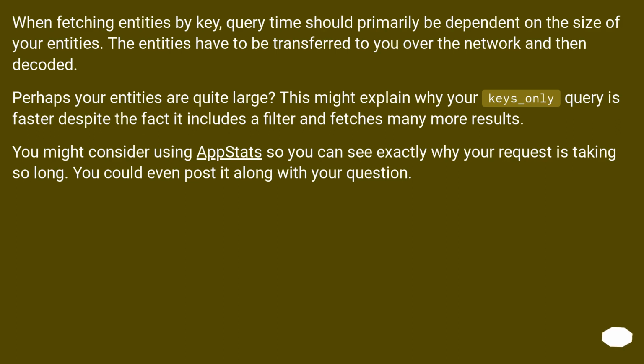When fetching entities by key, query time should primarily be dependent on the size of your entities. The entities have to be transferred to you over the network and then decoded. Perhaps your entities are quite large? This might explain why your keys_only query is faster, despite the fact it includes a filter and fetches many more results. You might consider using appstats so you can see exactly why your request is taking so long. You could even post it along with your question.